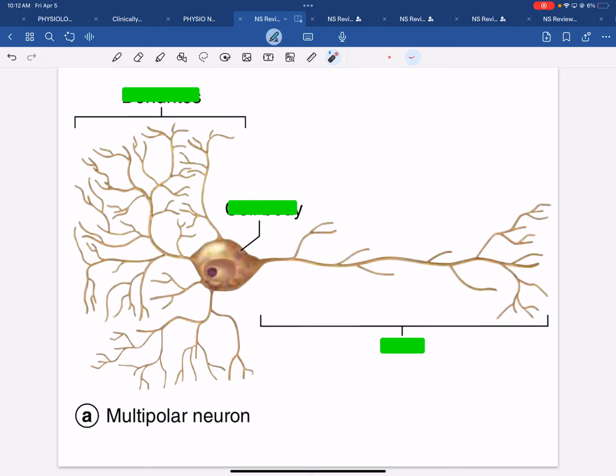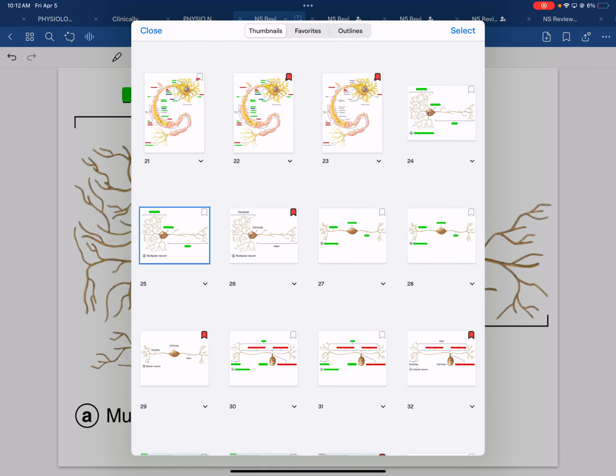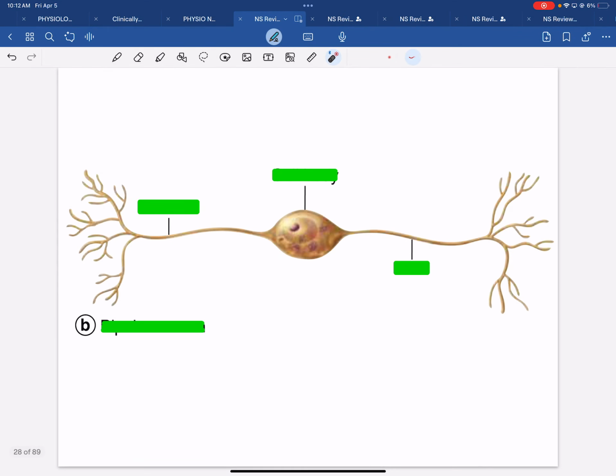So, which type is this? Good, bipolar. Where do you find these ones? Retina or the ear. Exactly, the special sense organs. Those are good examples: the retina, the ear, the cochlea. So you don't find multipolar neurons there.